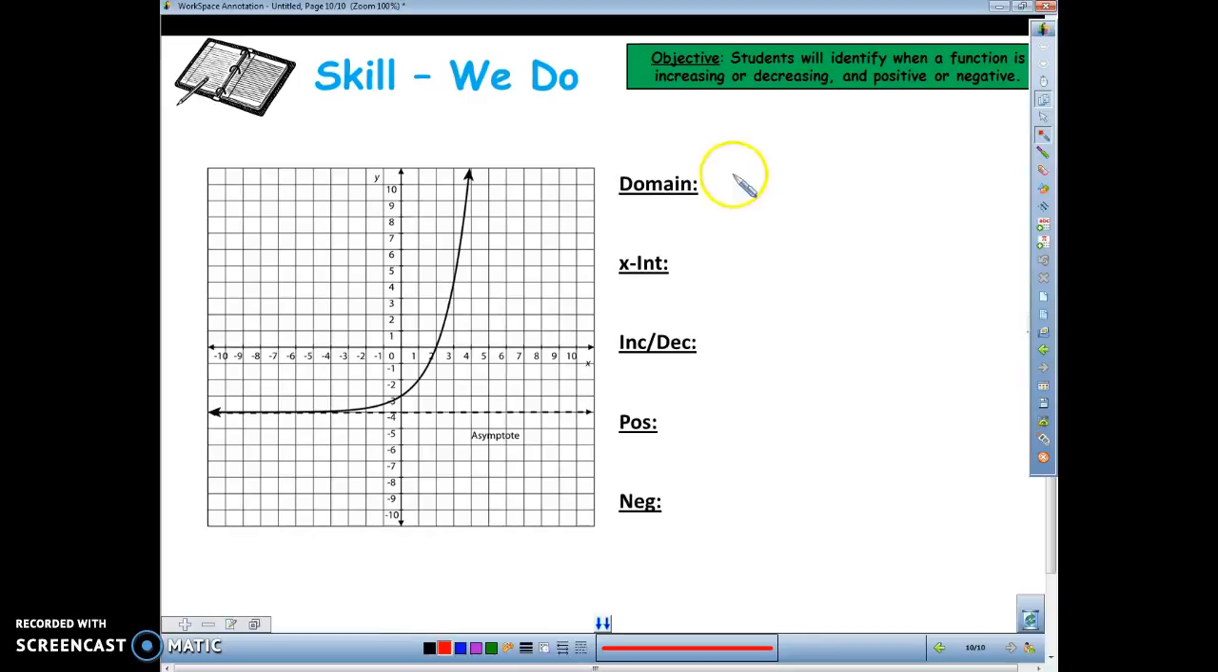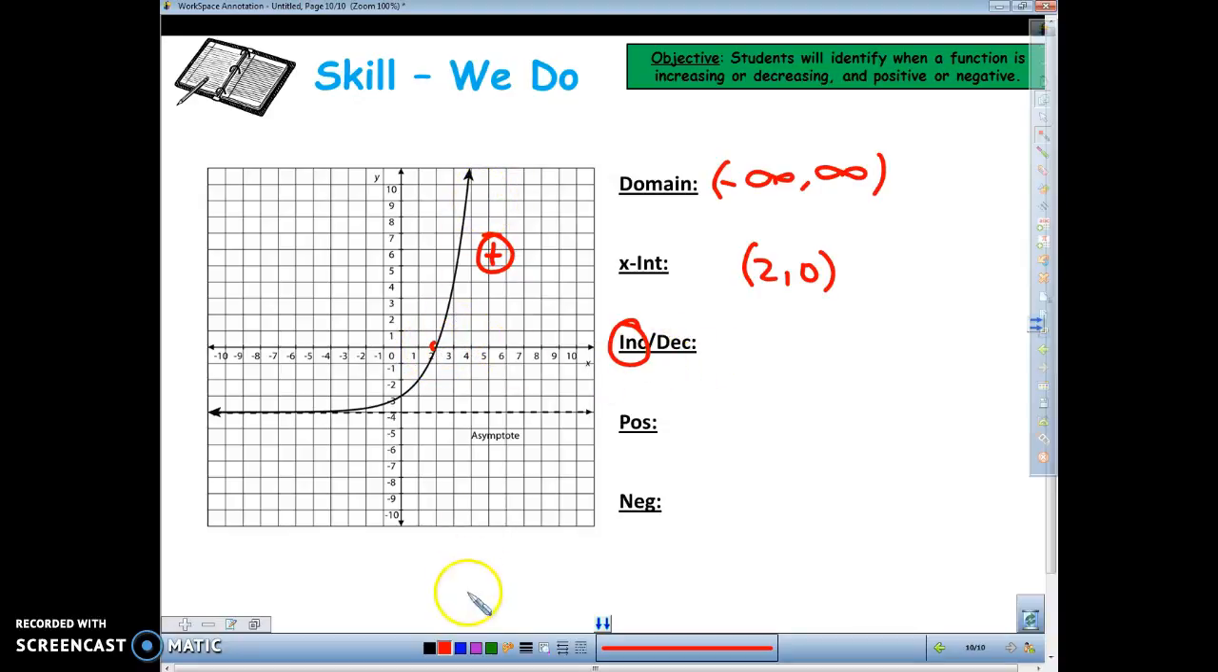Alright, so hopefully you paused this and tried this. I'm going to quickly finish this up. So my domain is negative infinity to infinity, and my x-intercept is here at (2, 0). As I go from left to right, it is going up, and that is increasing. The function's positive when it's above the x-axis, which is up here. It crosses at 2, and it goes up. So what domain values describe this? Well, at 2 all the way this way, so that is 2 to infinity.